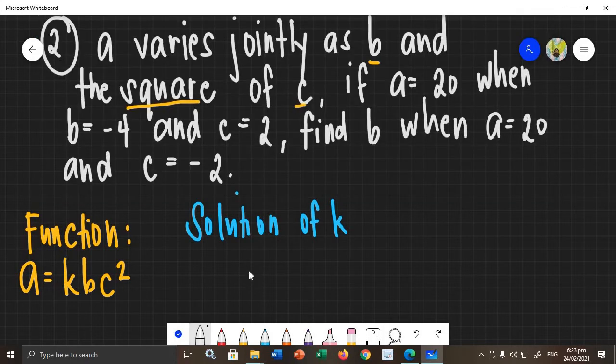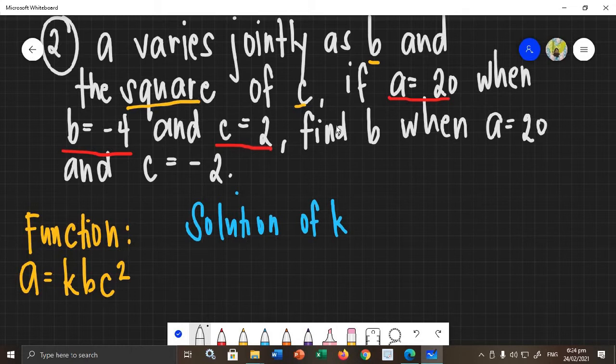Okay, so for us to find the value of k, we need to use the given for a, b, and c. Yung first na given, which is this 3, no? Yung in-underline ko ng red. So using that, we can solve for the value of k.